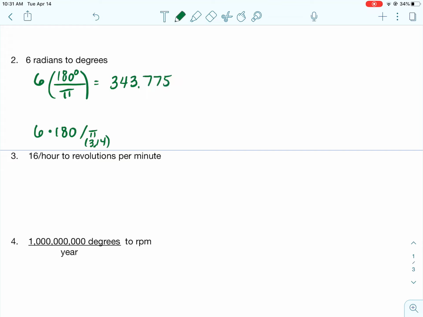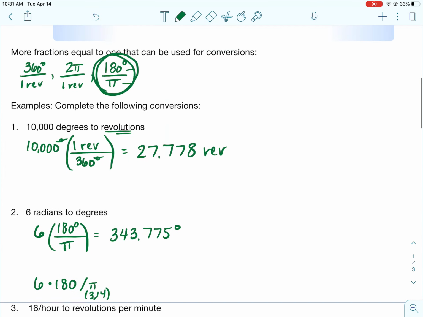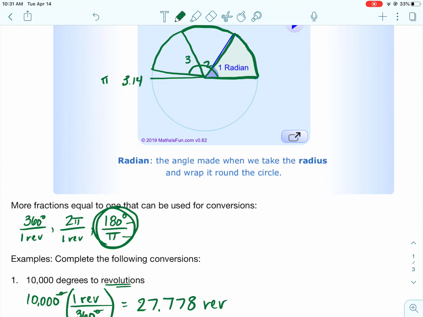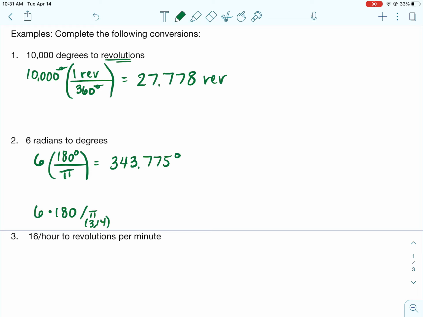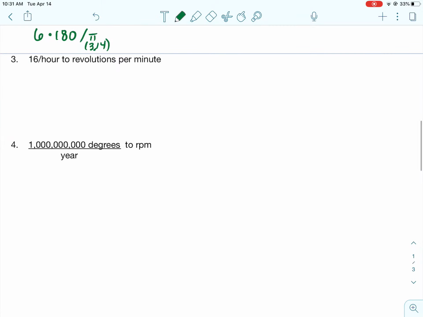Okay, so in the calculator, you would do 6 times 180 divided by pi. Now, if you don't have a graphing calculator at home that has a pi button, it's fine. Just put in 3.14 for pi. And then that is going to give you 343.775 degrees. And hopefully that makes sense to you because 6 radians is almost all the way around a circle, because all the way around is 6.28 radians, and so 6 is just a little less than that, which is a whole lot of degrees. Almost all the way around is getting close to 360 degrees.